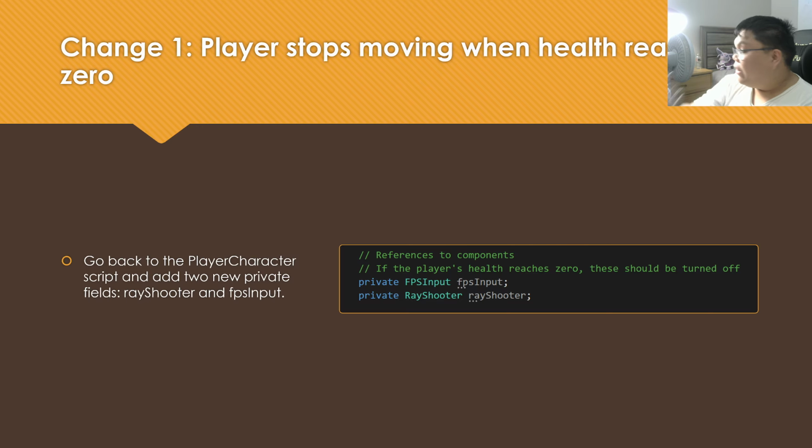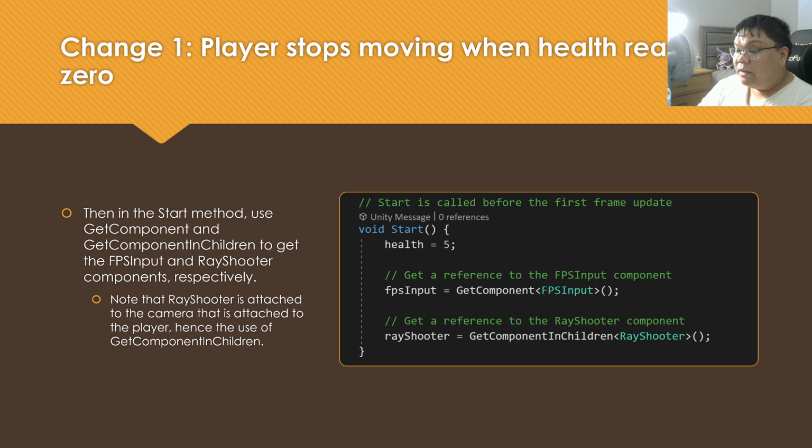We are then going to use get component. We're going to say get component FPS input. We're going to assign FPS input the return value of get component. Race shooter is a little bit tricky, but there is another method that we can use.